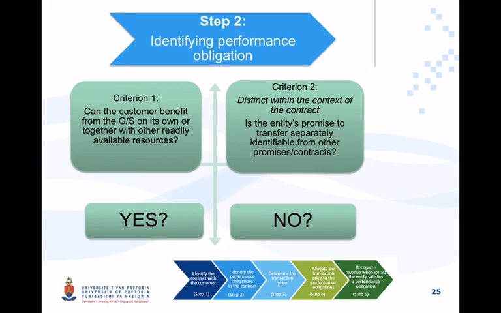To be distinct, there are two criteria that you need to meet. First of all, the customer must be able to benefit from that performance obligation on its own, and the performance obligation must be separately identifiable in the contract from the other promises. For instance, you may consider a maintenance contract that is sold with a new vehicle. The customer can benefit from each of these and they are separately identifiable in the contract.